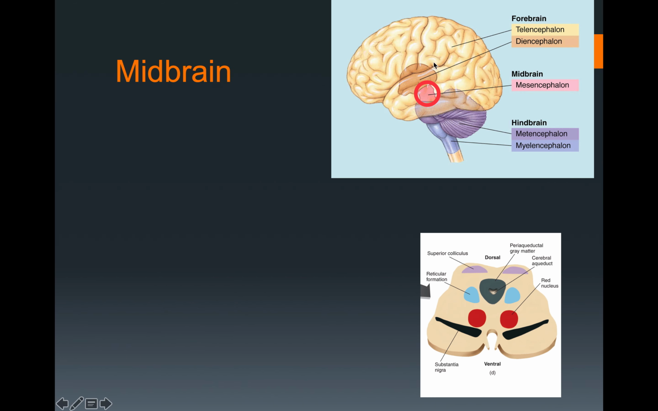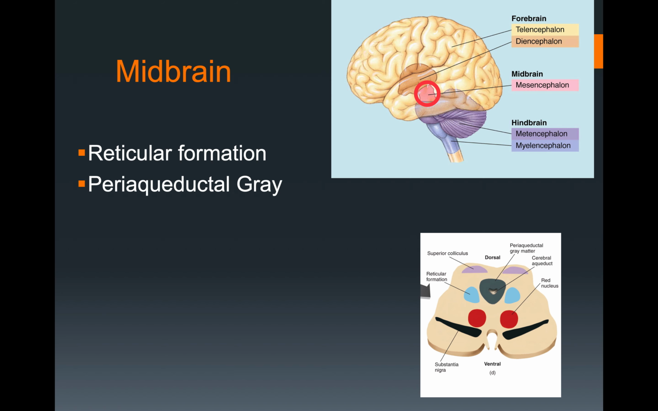So moving into the midbrain or the mesencephalon right here, you also have the reticular formation, as we saw in a previous slide. There's a number of structures in the midbrain. This diagram here is showing you a slice of the midbrain, highlighting some important structures that I want you to know about. One is the periaqueductal gray, which is this part right here. It surrounds the cerebral aqueduct, which is where cerebrospinal fluid flows. This is an important structure.